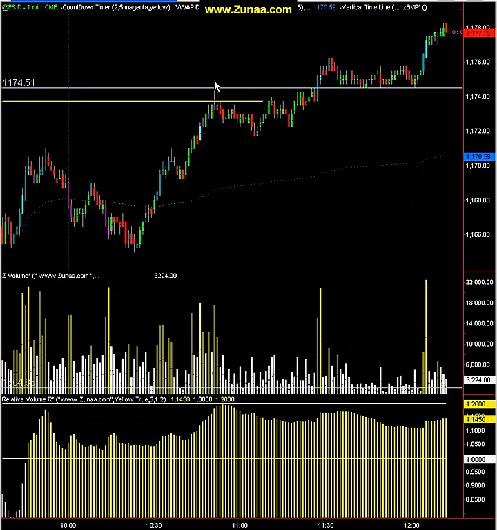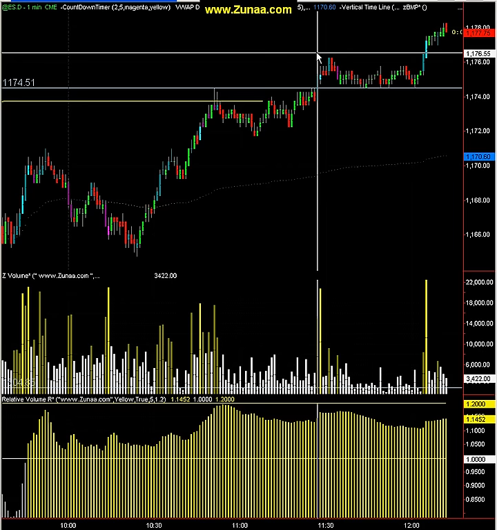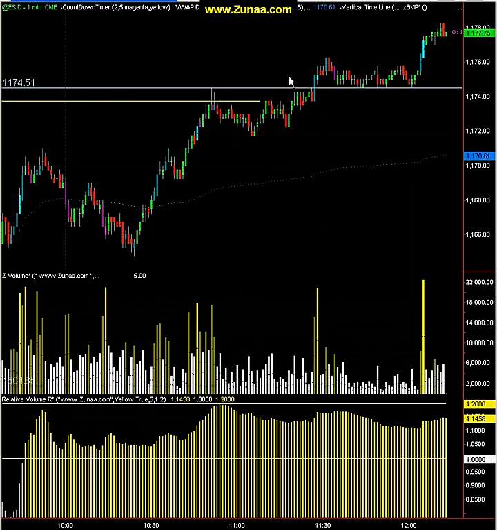Now, do we get clear setups like this every day? Not every single day, but when you keep up with this, when you practice using volume with your price action, you almost always find a couple of setups each day.